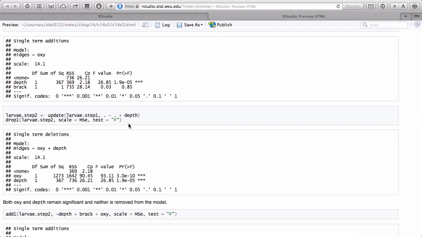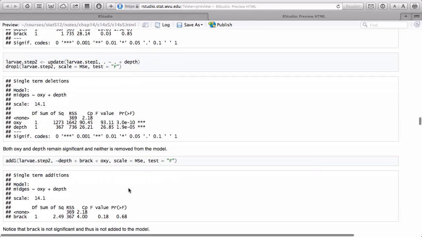And then I'm now going to do a drop. In other words, I've added 2 terms to the model. It's possible that once I added depth to the model, oxygen is no longer significant. But that's actually not true. So I try to now drop 1 from the model, and this is the model, and you can see that both of them are highly significant.